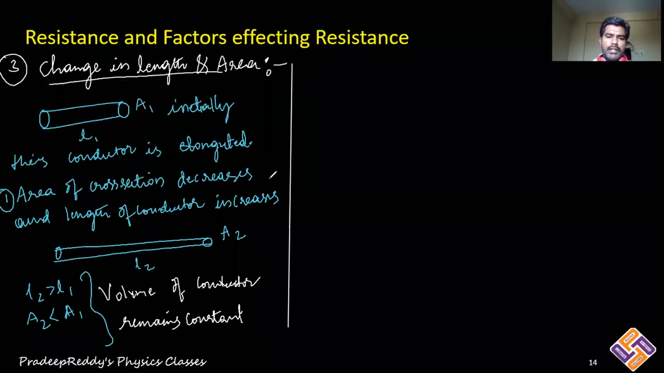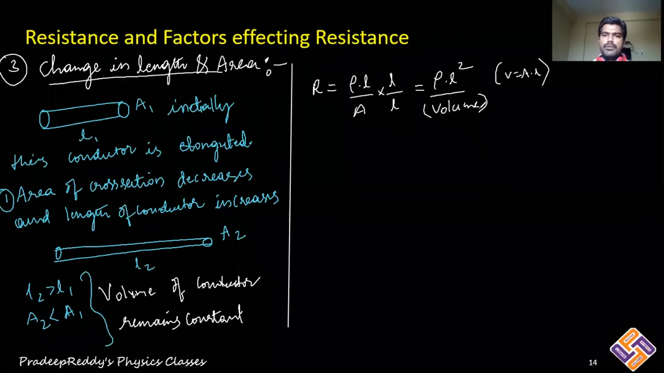So in order to handle this, we will consider that the volume of the conductor is constant. If volume of the conductor is constant, then you can write down the basic equation R is equal to rho L divided by A. This is the actual relation which we have derived. Resistance is equal to rho L by A, where L is the length of the conductor and A is the area of cross section. I'll simply multiply this with L in both numerator and denominator, so that you can write rho L square divided by volume, because V is equal to A into L. Area into length gives you volume.